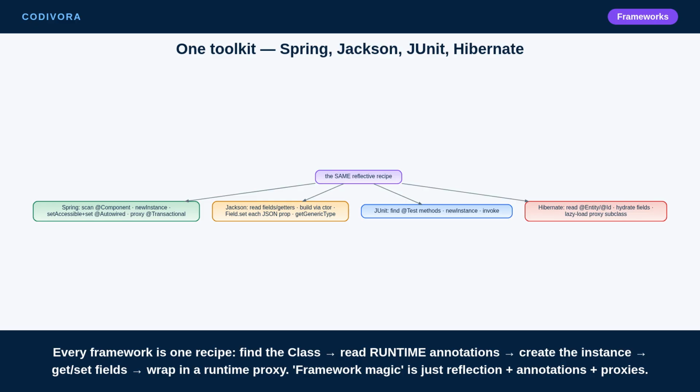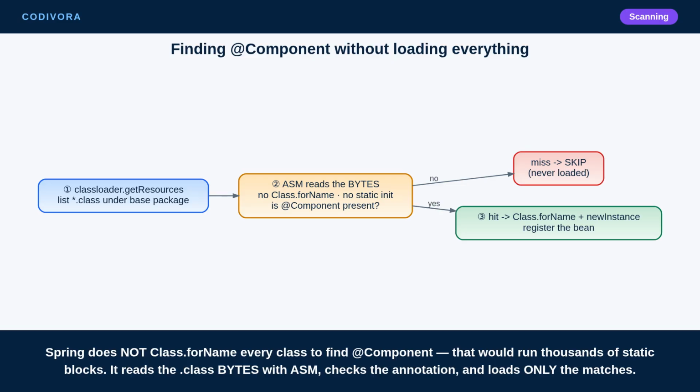Once you see the recipe, find the class, read runtime annotations, create the instance, get and set fields, wrap in a proxy. Every annotation-driven framework demystifies at once. Framework magic is never magic. Here's what tutorials never explain about component scanning.